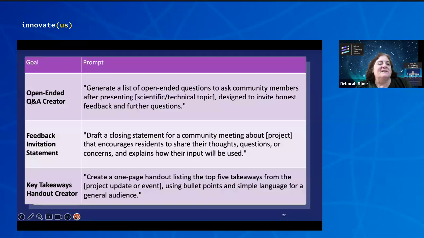So here are three other things you can do with AI. Have an open-ended Q&A creator, so questions that you can ask community members based on whatever your talk is on. Ask it to draft a closing statement to make it clear that you're interested in their thoughts and questions.